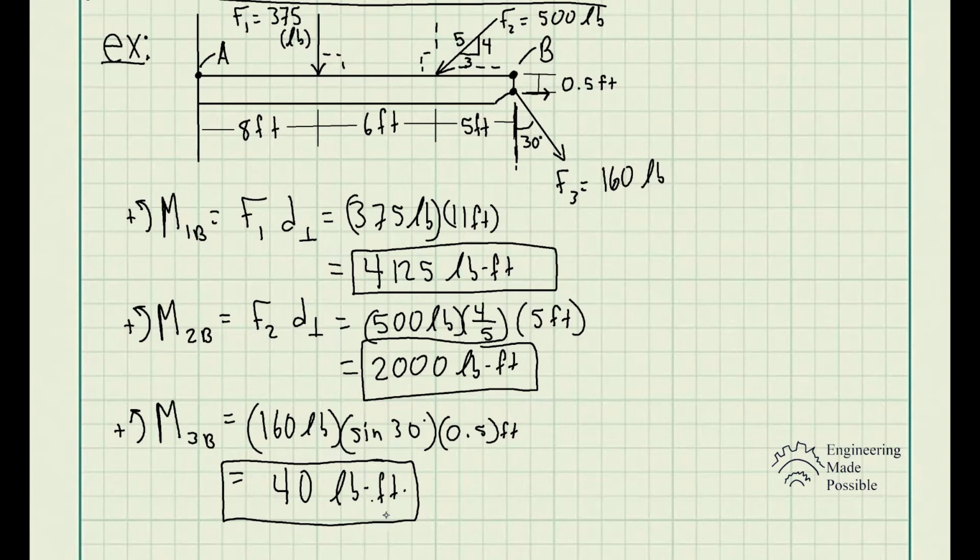In this case, since they are all positive. Now, if for whatever reason a force caused a moment that was clockwise, then in this case it will be a negative moment, and you would still add up all the moments and get your resultant moment. So let's go on and do a second problem.